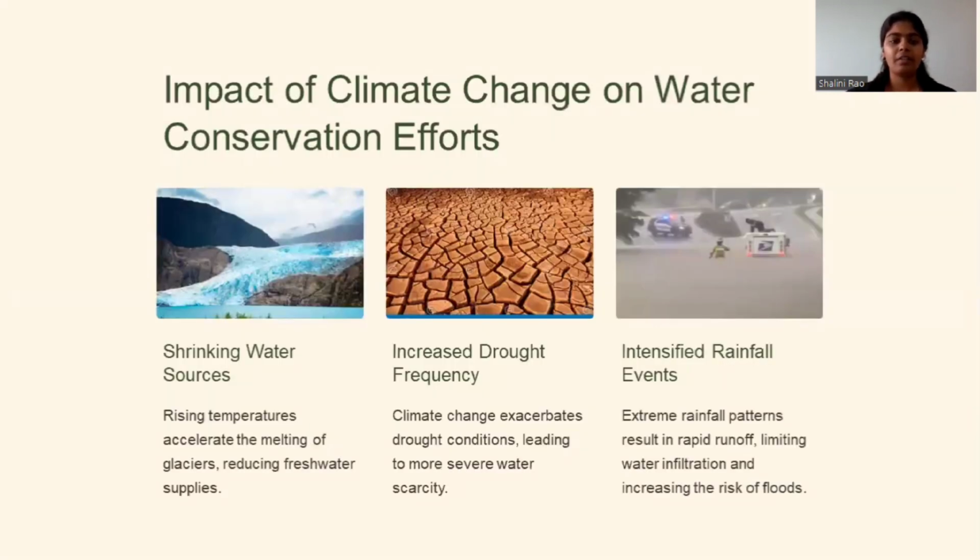Next, we have the impact of climate change on water conservation efforts. Shrinking water sources: rising temperatures accelerate the melting of glaciers, reducing fresh water supplies. Increased drought frequency: climate change exacerbates drought conditions, leading to more severe water scarcity. Intensified rainfall events: extreme rainfall patterns result in rapid runoff, limiting water infiltration and increasing the risk of floods.